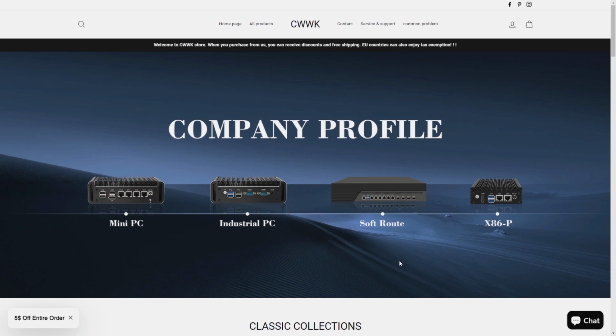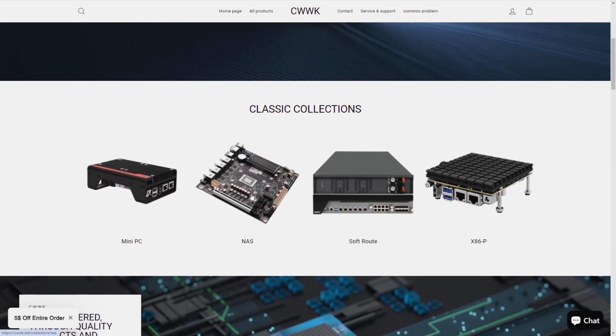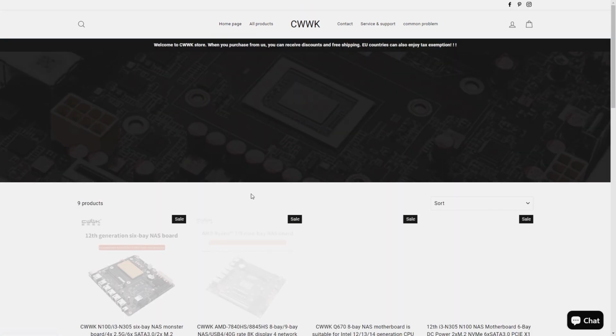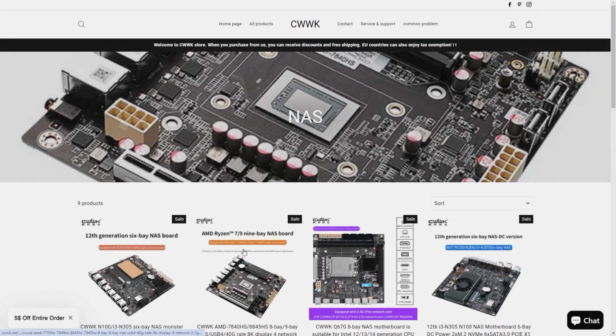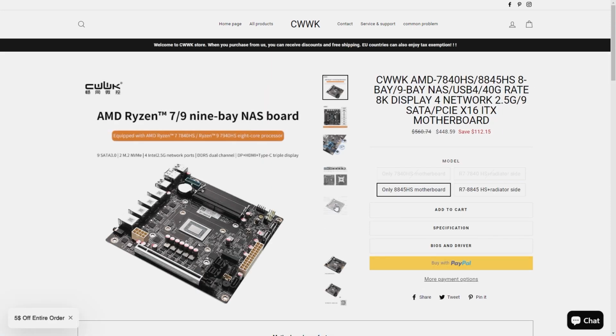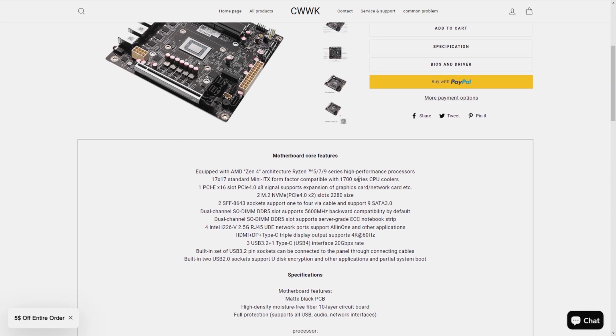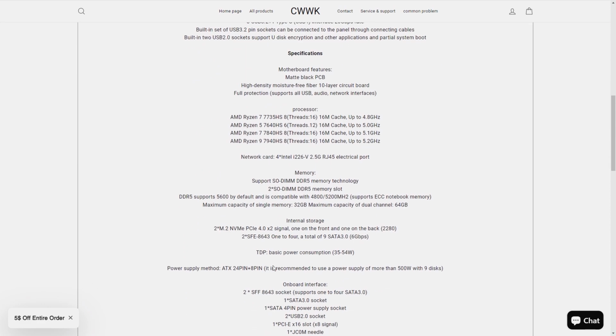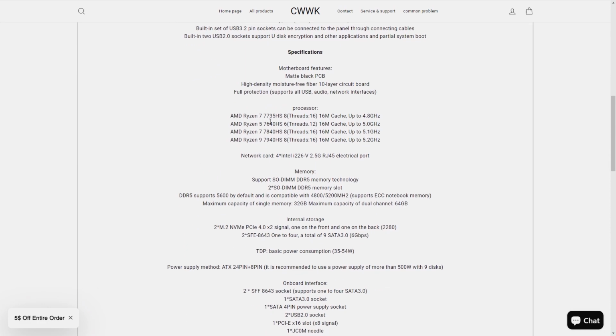Okay, all I did was I went on the site, hit the NAS. Down here, there's the 7.9 bay NAS board, which is the one I got. It tells you everything about it, but not everything about it, because some of the things don't match. It lists all these processors here, but I don't have even one of those.